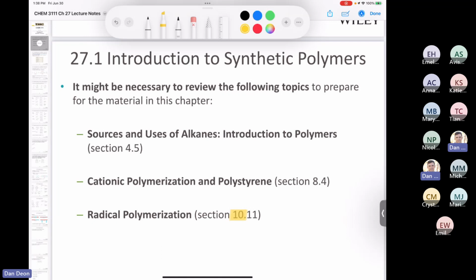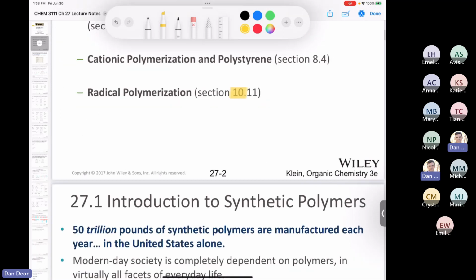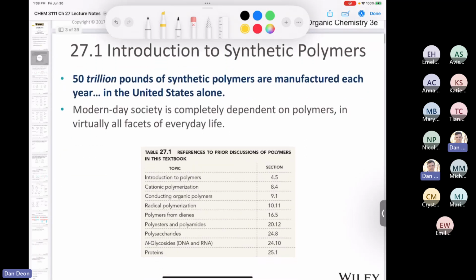Now, if you have been reading the textbook very scrupulously for the entire semester, and for organic one as well, you might have noticed that polymers come up many times in the textbook before we get to this chapter. And the reason why we have to cover polymers before ending organic chemistry is because they are just ubiquitous in our everyday lives. It says here 50 trillion pounds of synthetic polymers are manufactured each year just in the US. I mean, the number of pounds is mind-boggling.